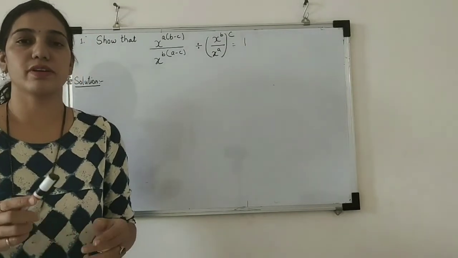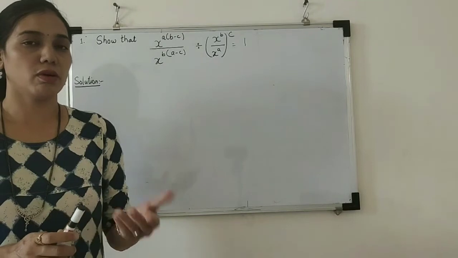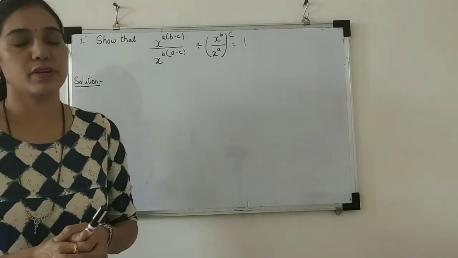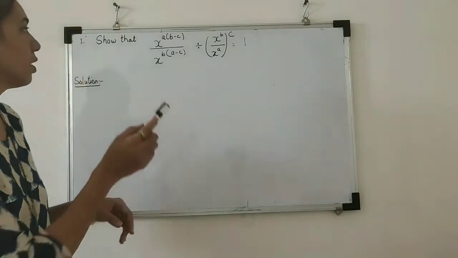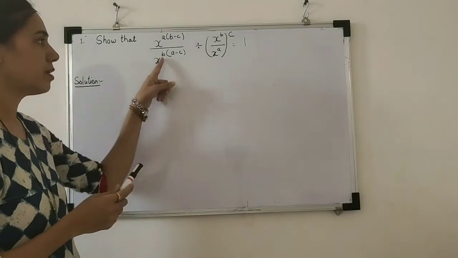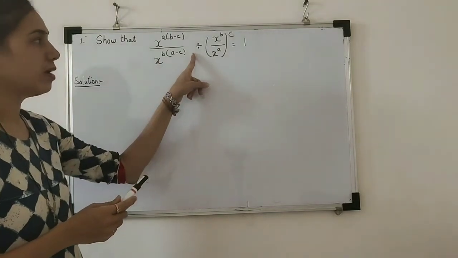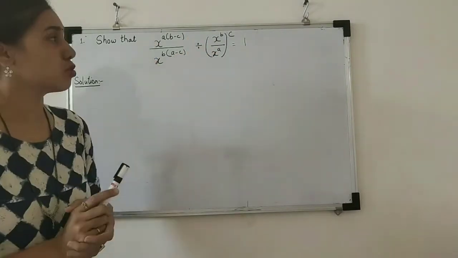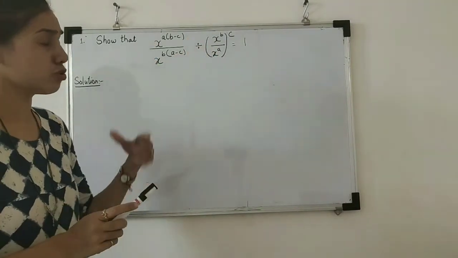Let us discuss a few problems of exponents. So we have already seen the law of exponents. So these problems are based on that. The first one is: x to the power ab minus c, divided by x to the power b, upon x to the power a whole raised to c, is equal to 1. We need to show this.